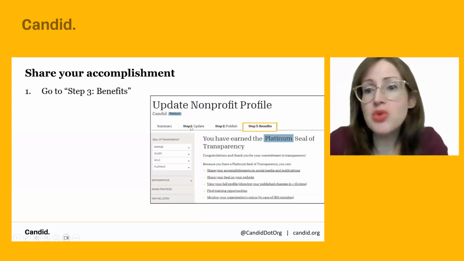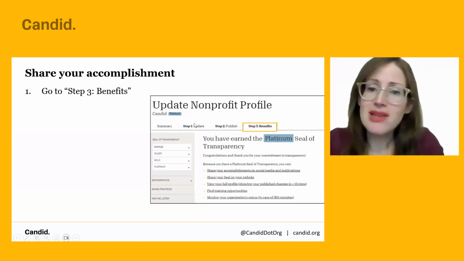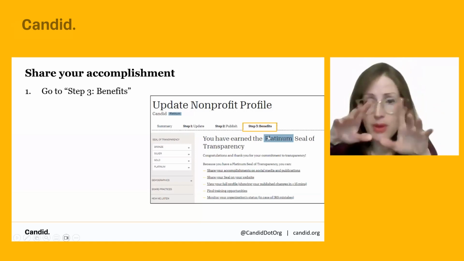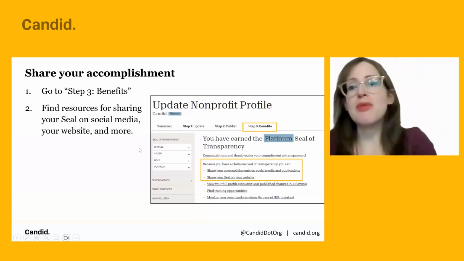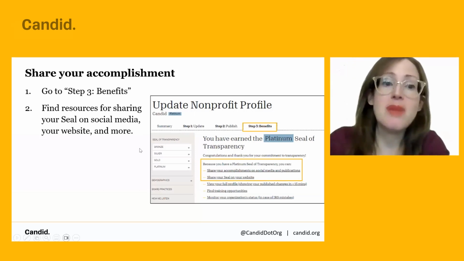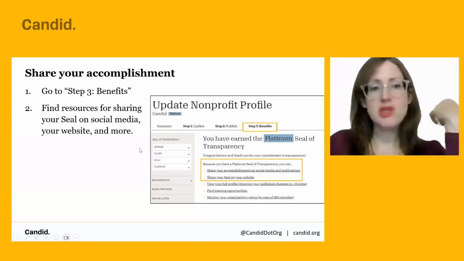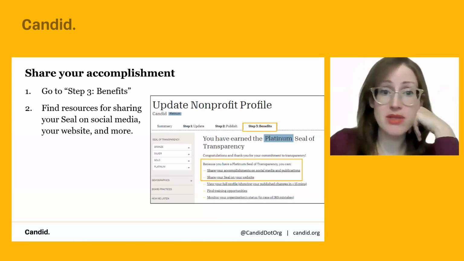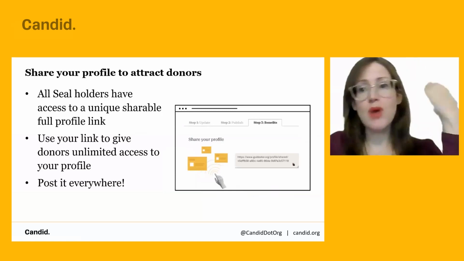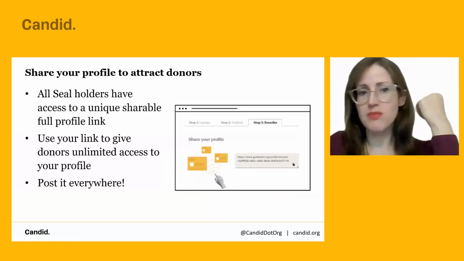But there are other things that you can do after you've hit publish. Like you can see in this screenshot, step 1, you're under there when you're filling out your updates. Step 2, you're publishing. Keep going to step 3 so that you can access the benefits. That's going to give you some resources on how to get the most out of your seal of transparency so that you can use it on your website or on social media or other things.